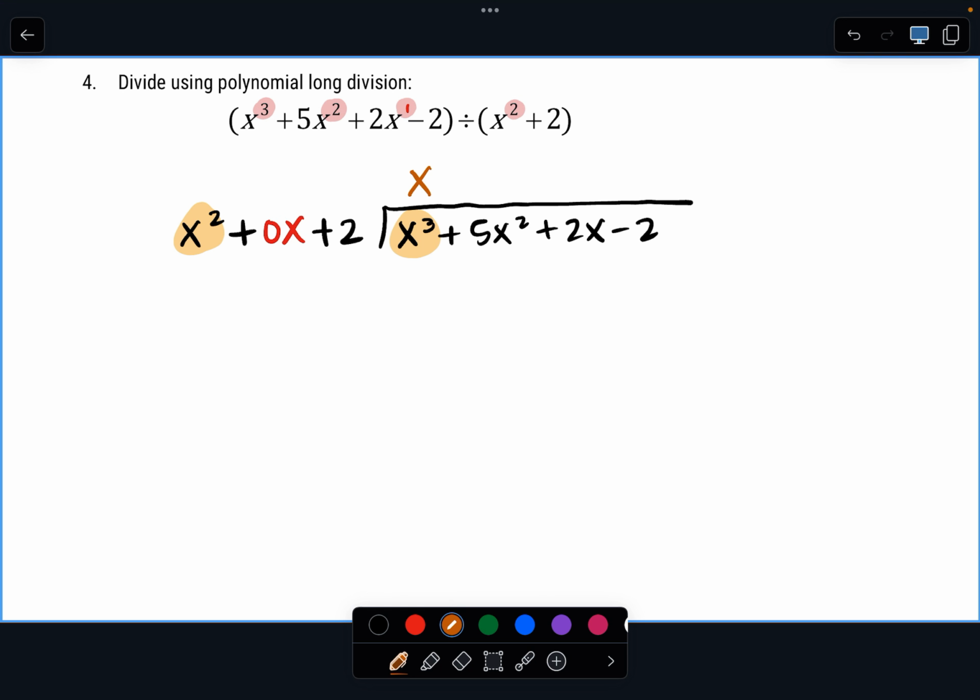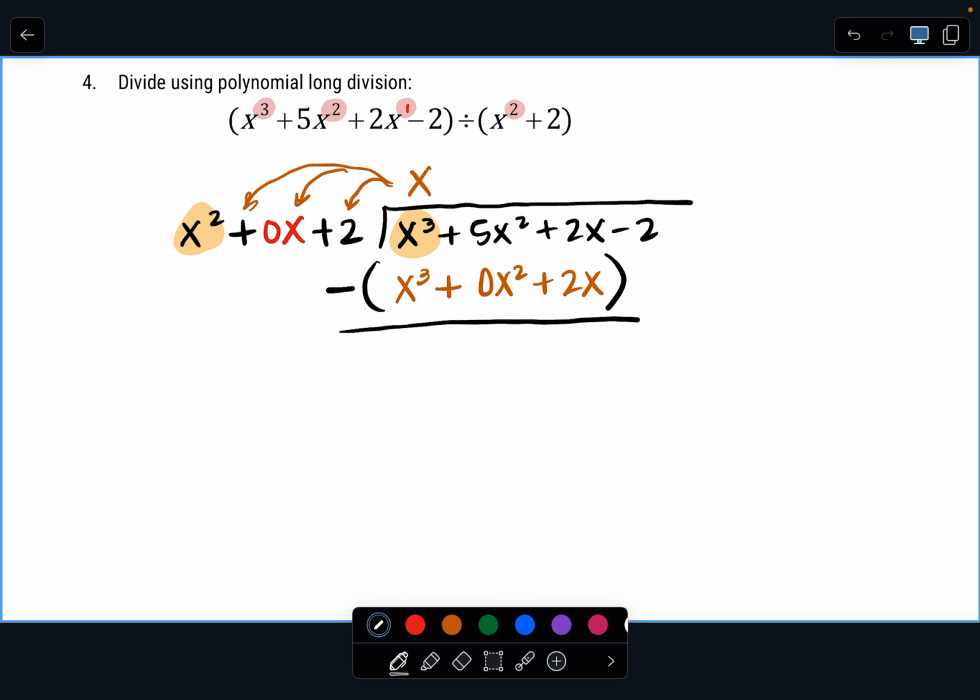That x is going to distribute to every term of my divisor. So I'm going to have x cubed plus 0x squared plus 2x. All I did was take this x and multiply all parts of my divisor. So multiply, subtract. Now I'm going to subtract from the term above. And remember, that first term should always cancel.